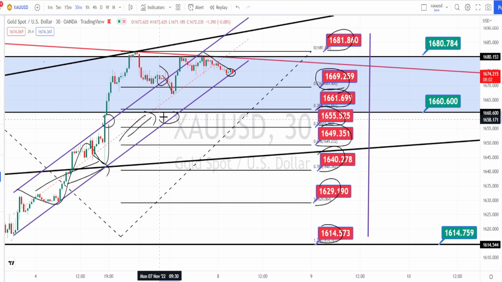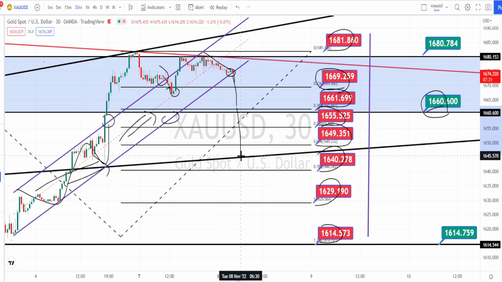So wait for the price action to break this support line and also to break this low of the previous price action, which is going to be around 1667, in order to enter into the bearish side trade. And we have the higher time frame support levels also over here, which is around 1660, which it has to break in order to fall further on the bearish side retracement.